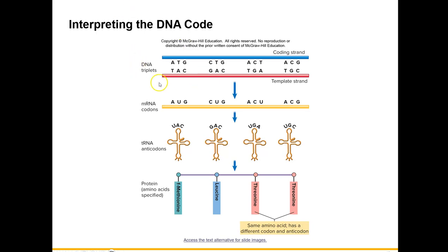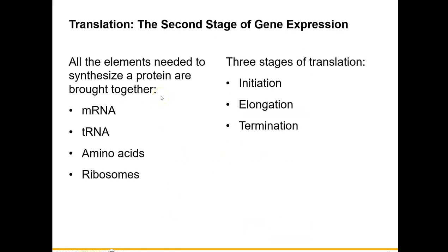So you have the triplets, the mRNA codon, the tRNA, and then the protein. They all start with the codon AUG, which is the tRNA for methionine, and for bacteria, it's formyl methionine. But they all start with methionine. So translation is the second stage. The elements that are needed are the mRNA, the tRNA, the amino acids, and the ribosomes.